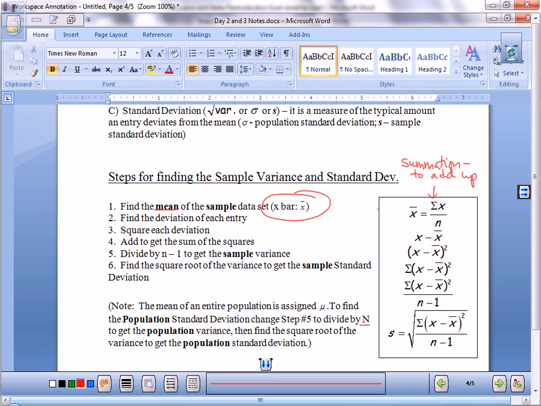Every other step's the same. And then the last step in finding the standard deviation is to take the square root of that. So this would be our variance here, and this is our standard deviation for a sample. Okay, let's take a look at the back of that page, and we're going to do one together.